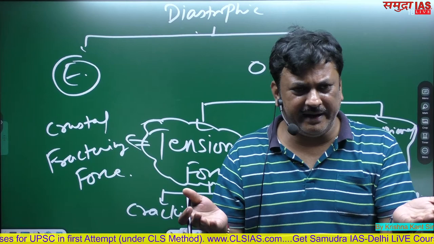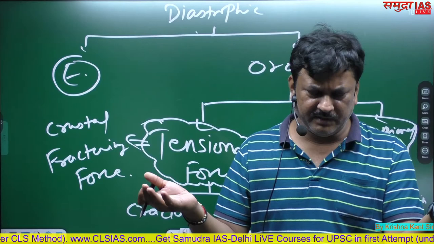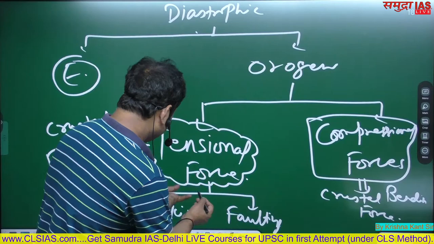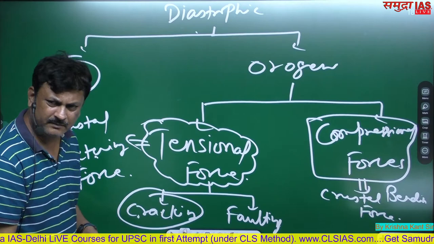And horizontal movement can be of two types. First is tensile or tensional force. Tensional force is the force responsible for the fracturing of the crustal part. And fracturing can take place in two ways. Number one is cracking, and the second is faulting.